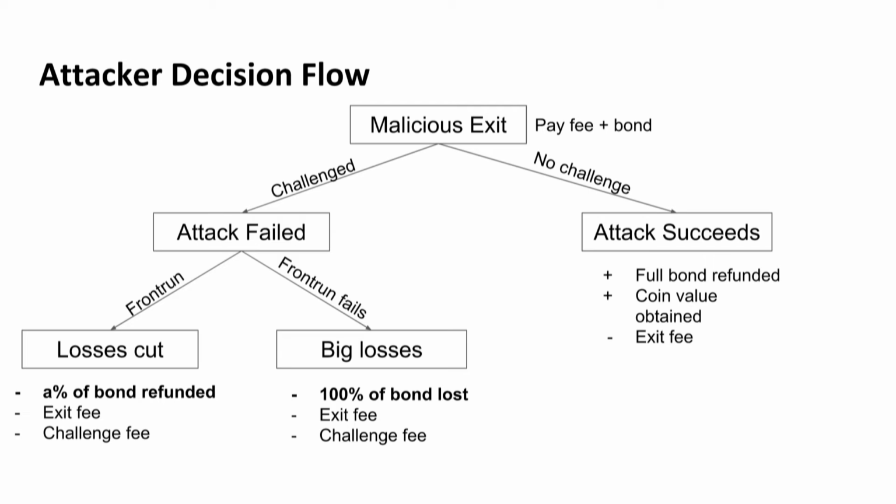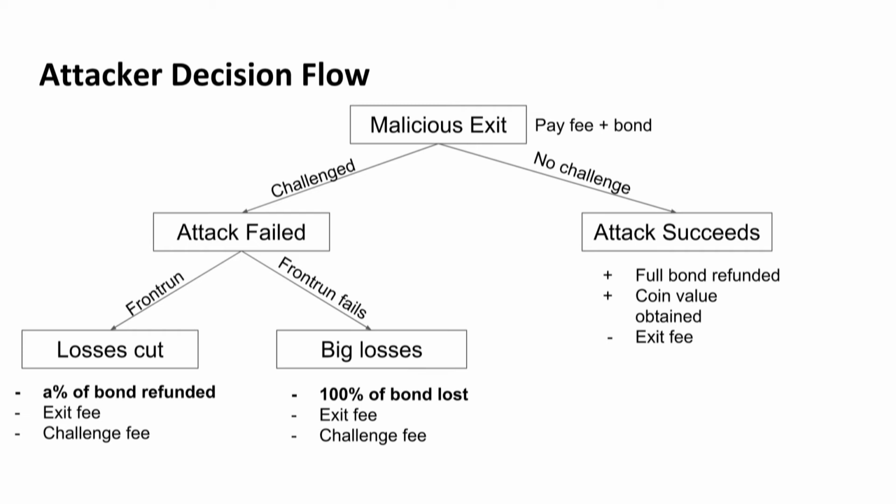What is a front run? It's essentially, I make a transaction, so attacker exits, someone challenges, and then what the attacker wants to do is front run the challenge. They're gonna challenge themselves. Why do they want to do that? Because the bond that they pay initially goes to the challenger.